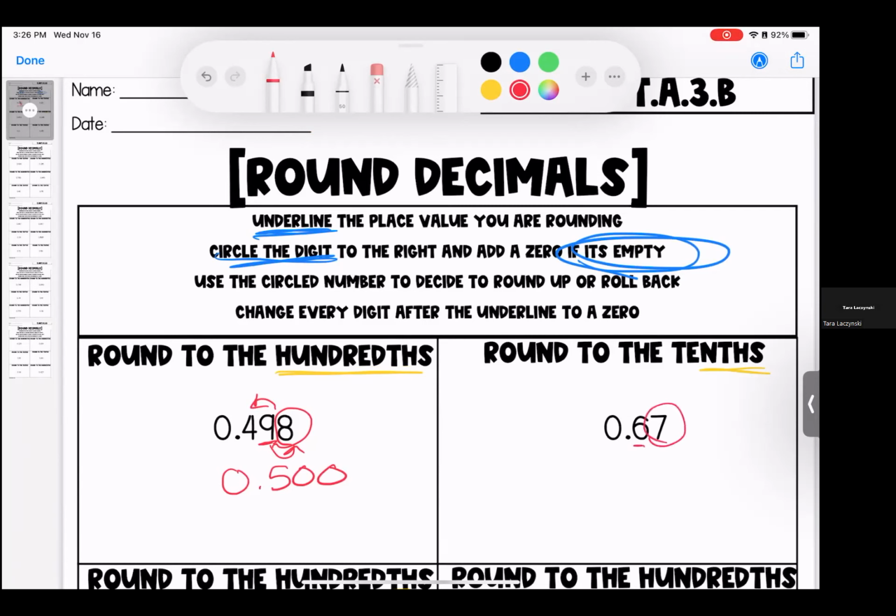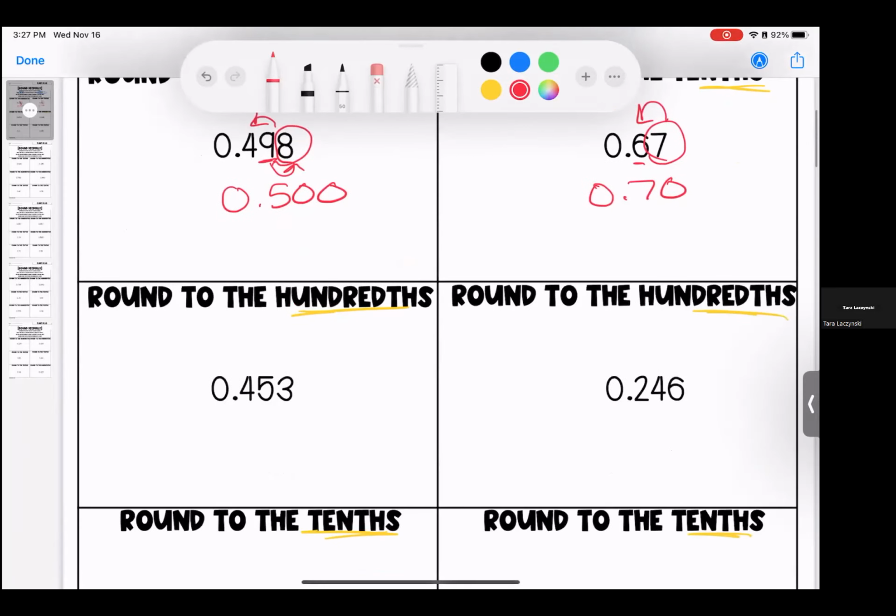Round to the nearest tenth. 7 tells me to round up. 7/10ths or 70 hundredths, both would be considered correct. Round to the nearest hundred. That 3 tells me to roll back. 450 thousandths. You could also say 45 hundredths. Both of these would be correct.